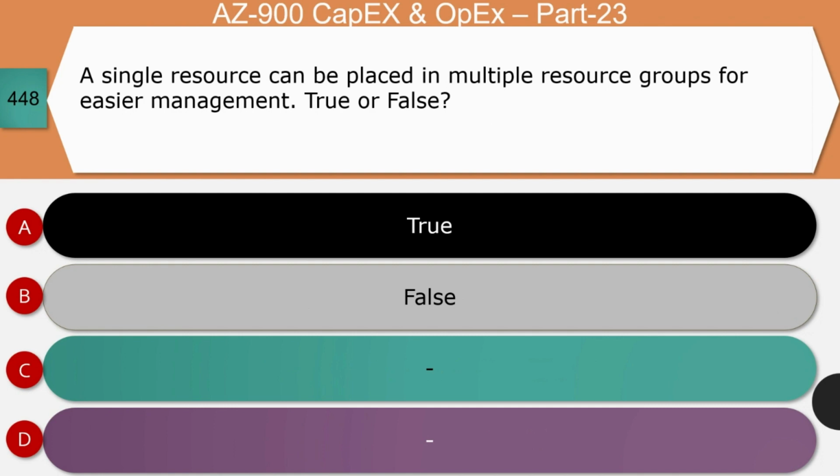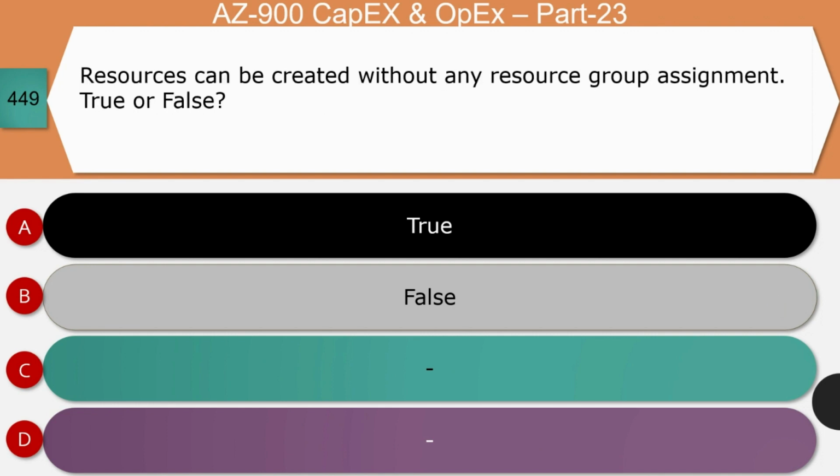Next question: a single resource can be placed in multiple resource groups for easier management. Is it true or false? The right answer for this question is false. Let's see the reason. You can assign a resource to only one resource group because it's a combo box selection where you are allowed to select only one item from the combo box. And so the right answer for this question is option B.